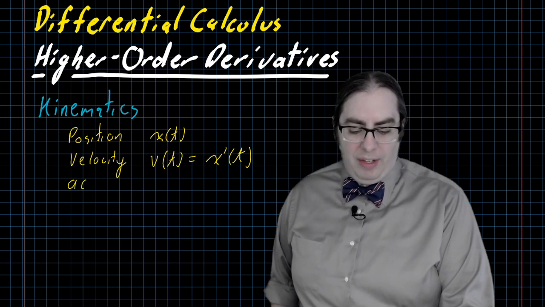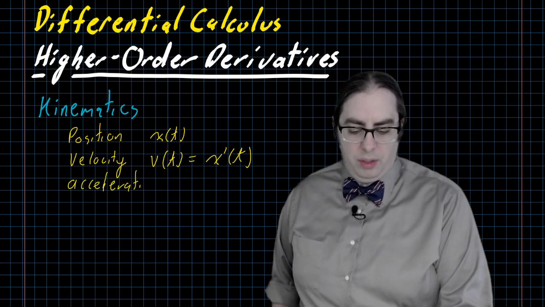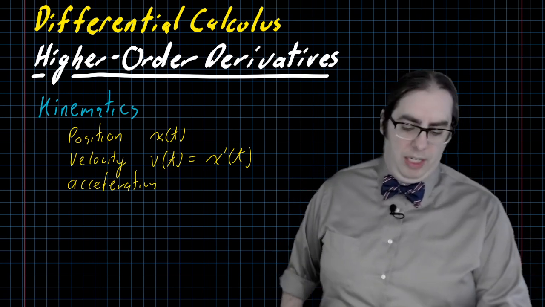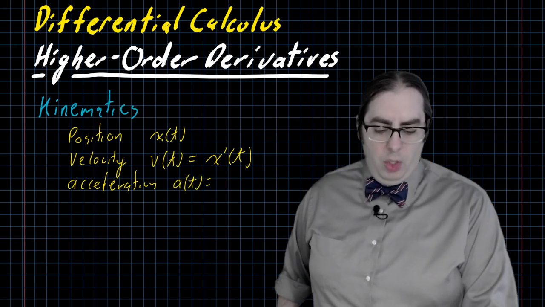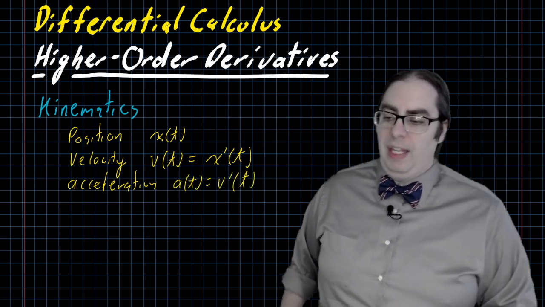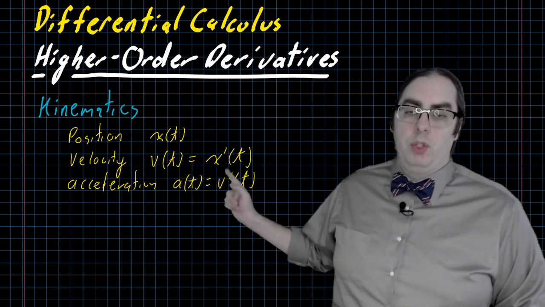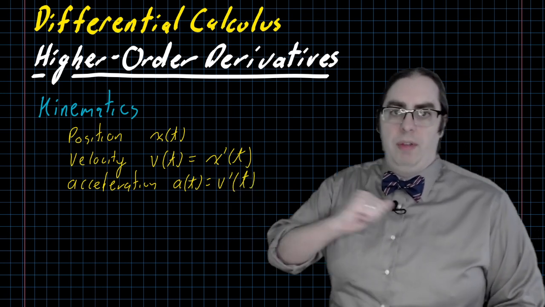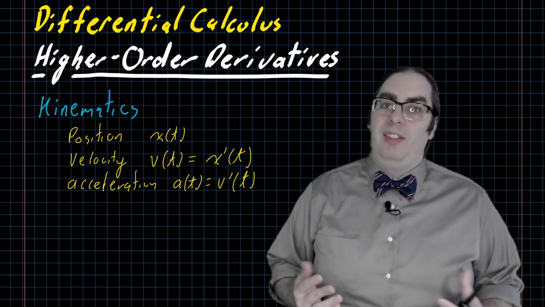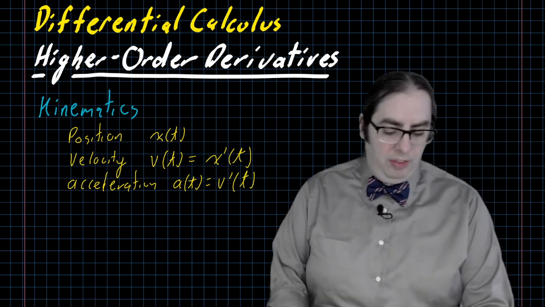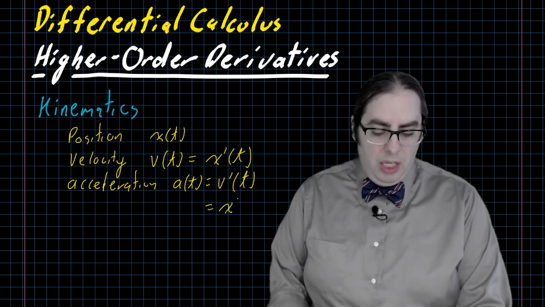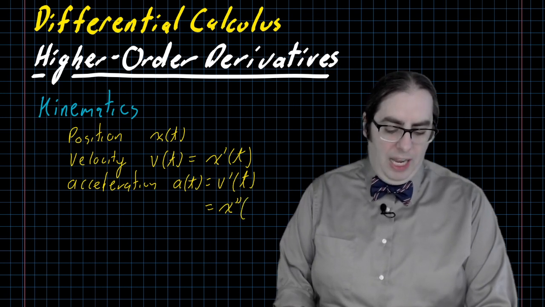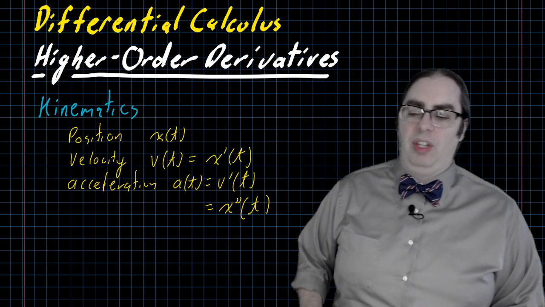After velocity, we have acceleration. Acceleration is the change in velocity with respect to time. So a of t would be v prime of t. And since v of t is itself the derivative of x of t, that would make acceleration the derivative of the derivative of x of t, or the second derivative. We're going to denote the second derivative using two primes, two apostrophes after the variable. So a of t is x double prime of t.